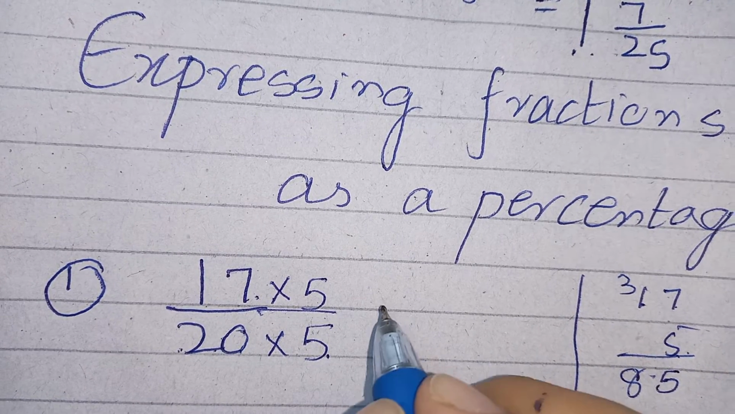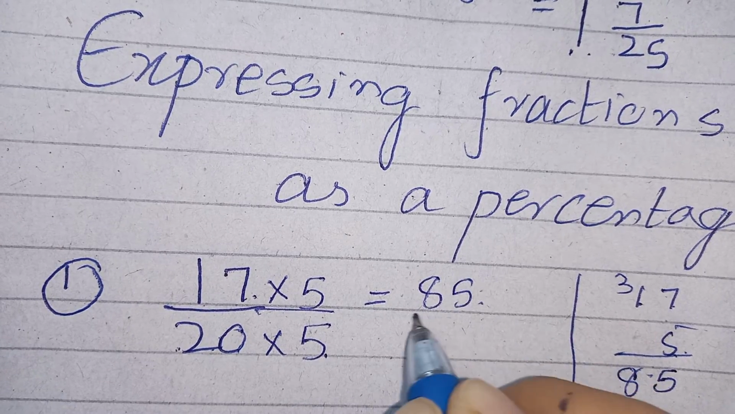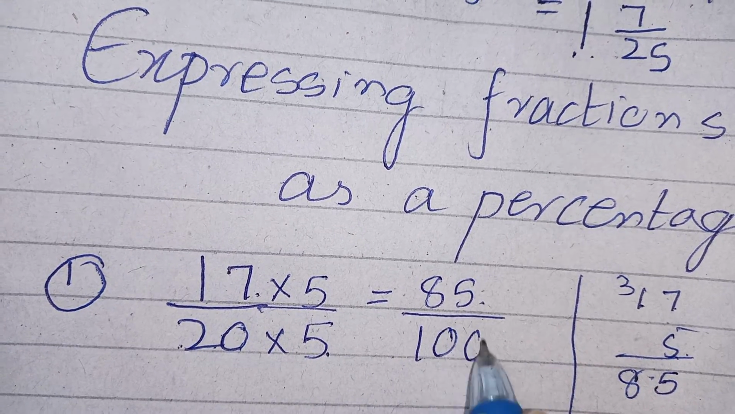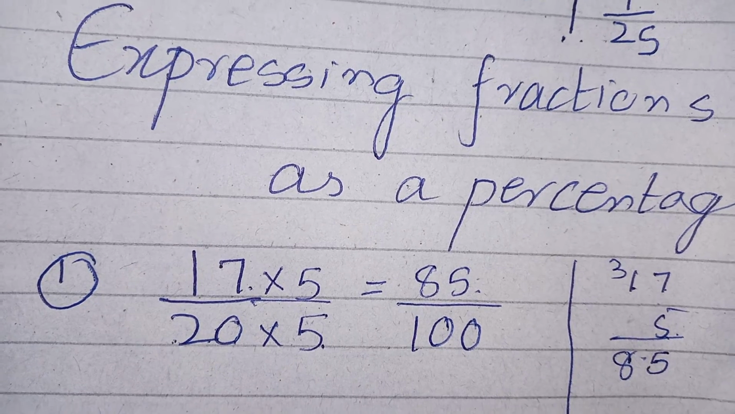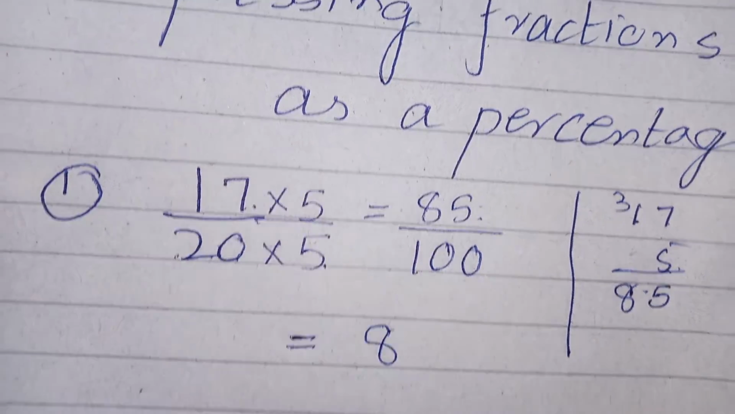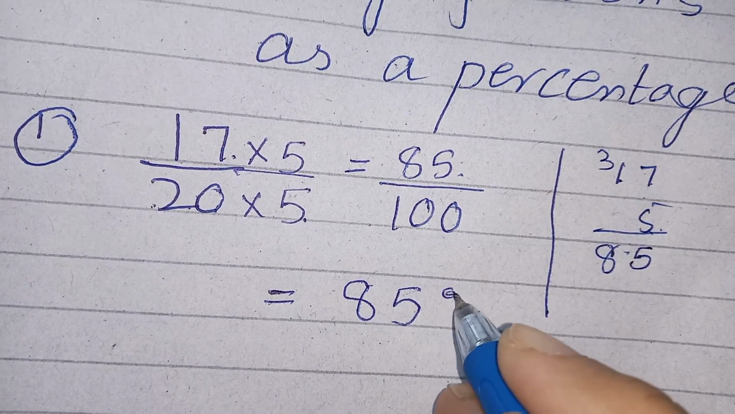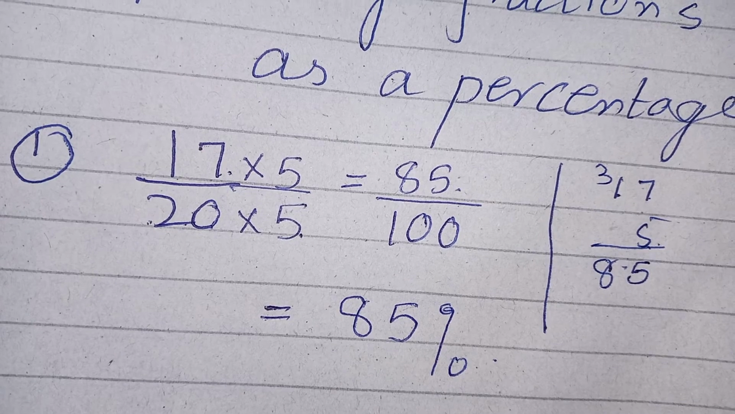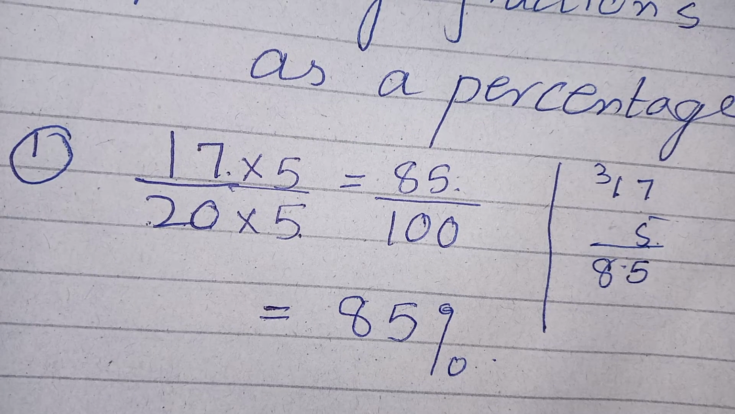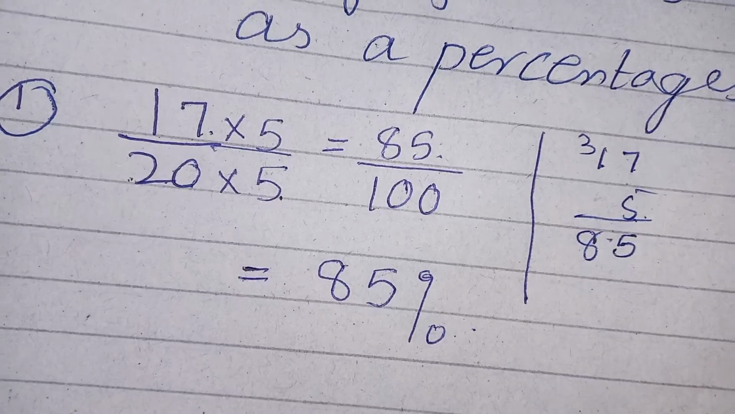What will we get? You can do the multiplication as part of your rough work. 85 upon 100. So how will you write it? Do you remember? I can write 85%. So what is the percentage representation of 17 upon 20? It is 85%.